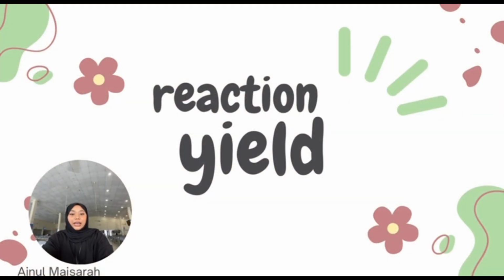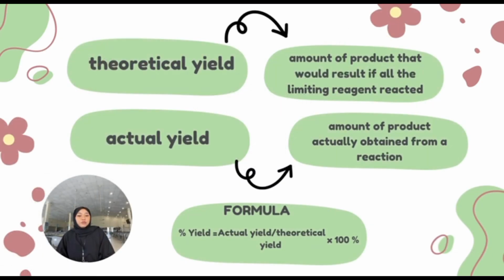And then for next, we have reaction yield. We have two types of reaction yield, which are the theoretical yield and then the actual yield. The theoretical yield is the amount of product that will result if all the limiting reagent reacted. But the actual yield is the amount of product that is actually obtained from a reaction. And then the formula is the actual yield divided by theoretical yield and then times 100%.